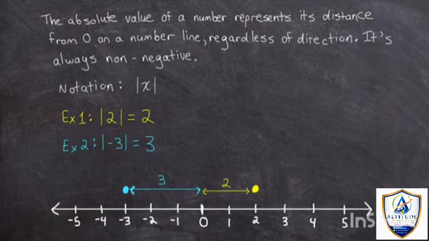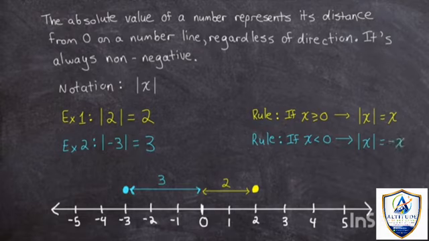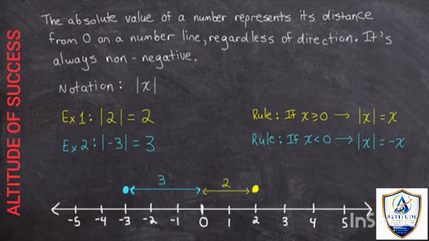So let's write a general rule here. If x is greater than or equal to 0, then the absolute value of x is just equal to x. Right? 2 is greater than or equal to 0, and the absolute value of 2 is just equal to 2. But the second rule would be if x is less than 0, the absolute value of x would be the opposite of x, meaning it would be equal to negative x. That just means we multiply the x value by negative 1 to make it positive. Right? The absolute value of negative 3, to find that, we would have to multiply that value by negative 1. Negative 1 times negative 3 is 3.